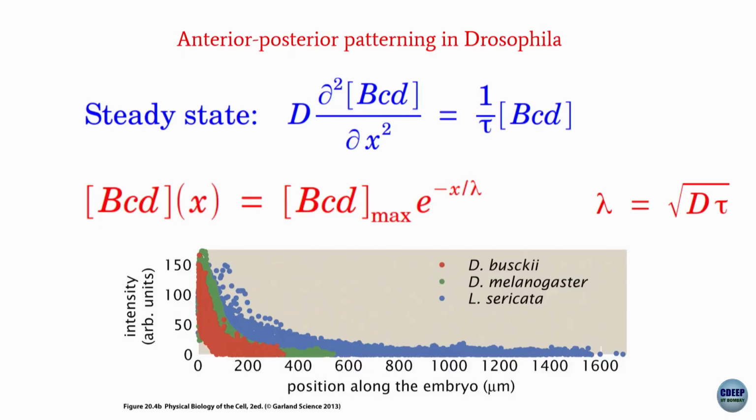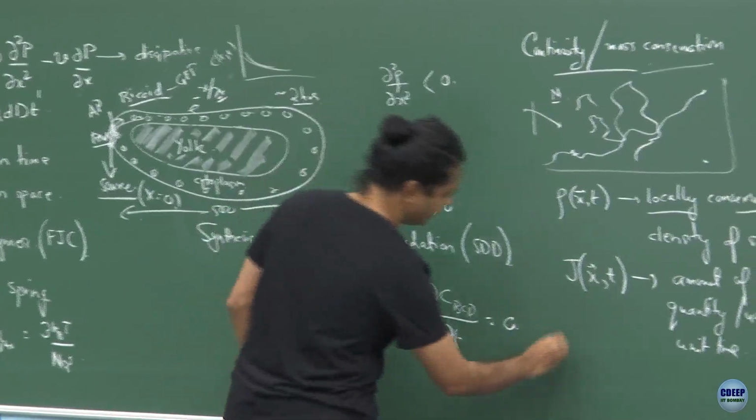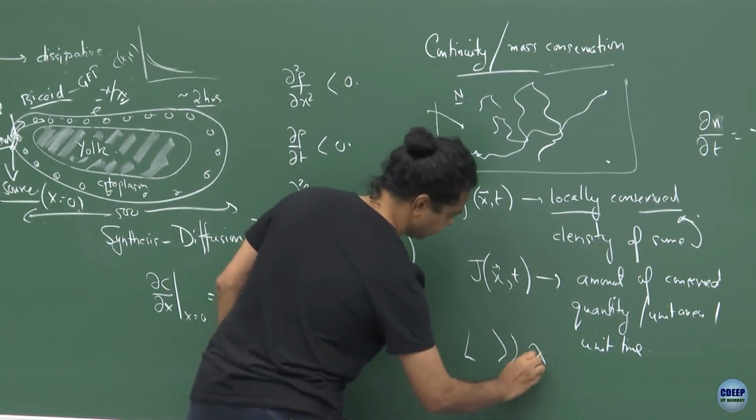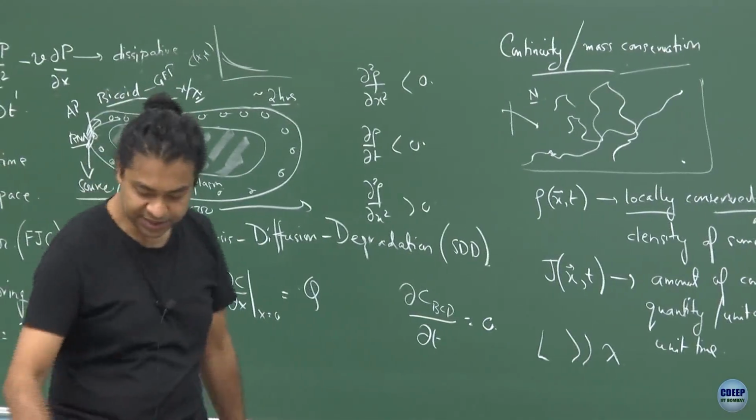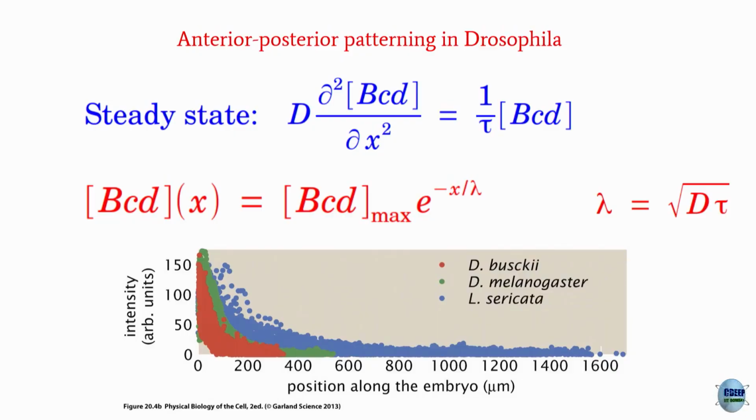One thing is that if you do this sort of a theory, what are the shortcomings? So one is that this tells you that the characteristic length scale, provided your system size L is larger than your lambda, this lambda that you calculate should not depend on the size of the embryo. It's just a function of your diffusion coefficient and of the lifetime of the protein.